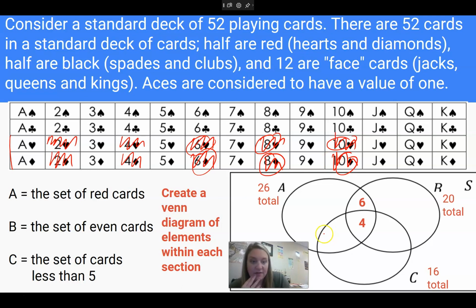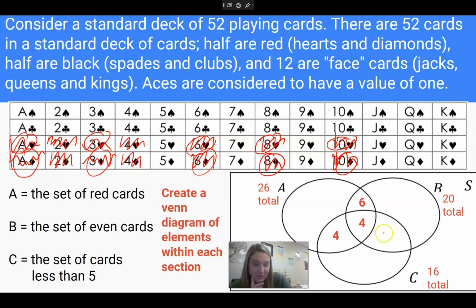All right, now I'm going to go down here between A and C. So that's going to be red cards that are also less than 5. So it's what's left. Red cards less than 5. Okay, so my aces are less than 5, my 3s, and that's it. So I have ace hearts, ace diamonds, 3 hearts, 3 diamonds. There's 4 cards that are red that are less than 5 that are left over. Again, once you use them, cross them out.